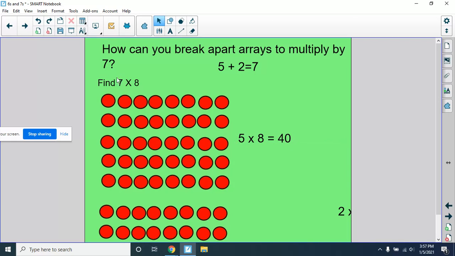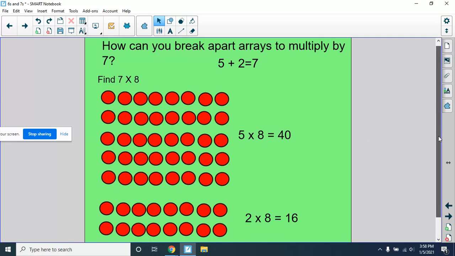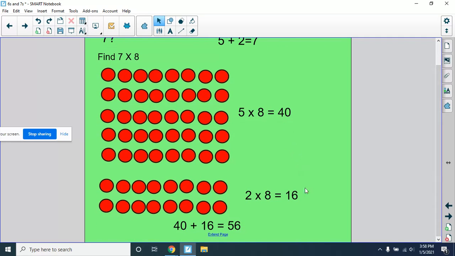So here's what I have now. 5 times 8 instead of 7, I'm going to use the 5. And 2 times 8, there's the 2. 5 times 8 is 40. 2 times 8 is 16. So then I'm going to add 40 and 16 together, and I get 56. So just like before, we're going to use other facts to help us solve our 6s and 7s.